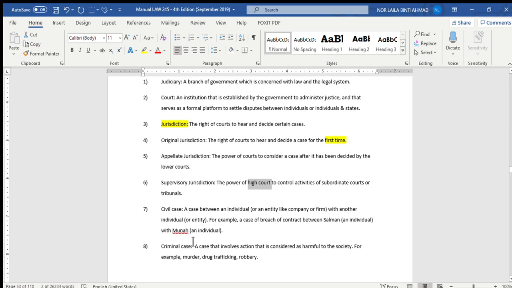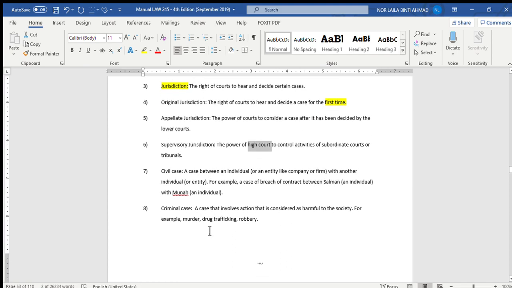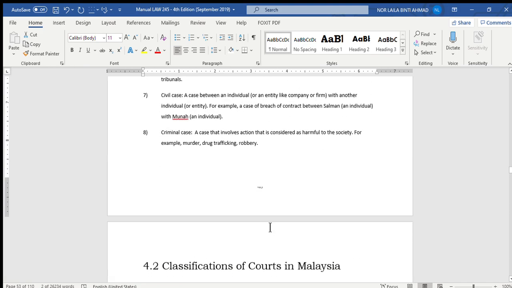And then a civil case: a case between an individual or an entity, like a company or firm, with another individual or entity. For example, a case of breach of contract between Salman and Munah. Basically there is an agreement between Salman and Munah, and let's say one of the parties, Salman, breached the contract, so they need to bring their case to a civil court. Criminal case: a case that involves action that is considered as harmful to society. For example, murder, drug trafficking, robbery, any offences stated under the Penal Code.